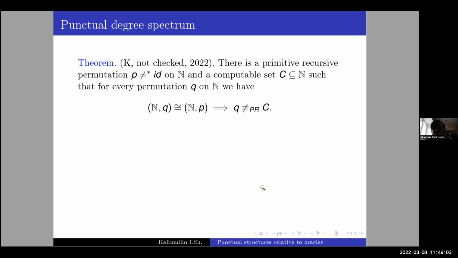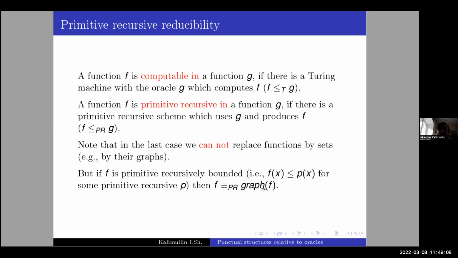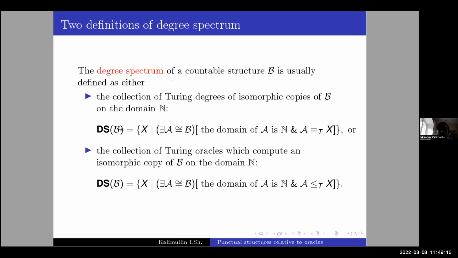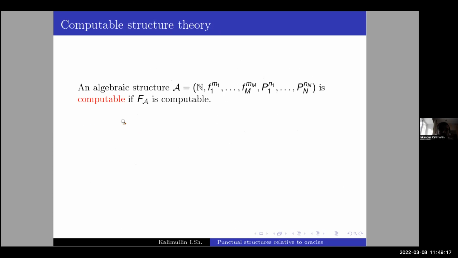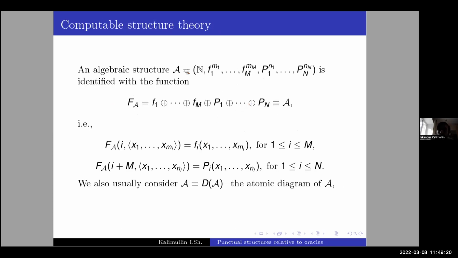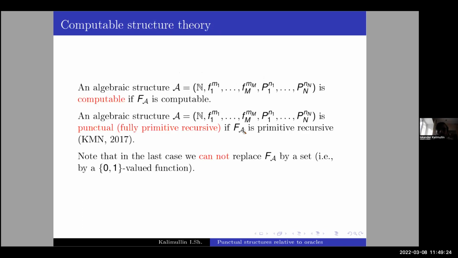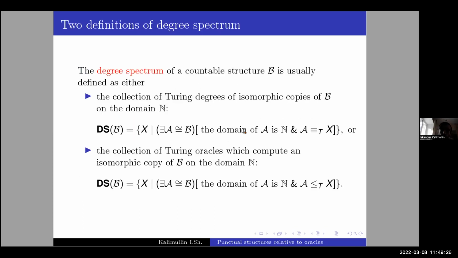And how about the degree spectrum? So we have primitive recursive reducibility. We know how to consider a structure as a function. That's okay. And which definition now should we choose, in fact, to make a similar definition for PR?